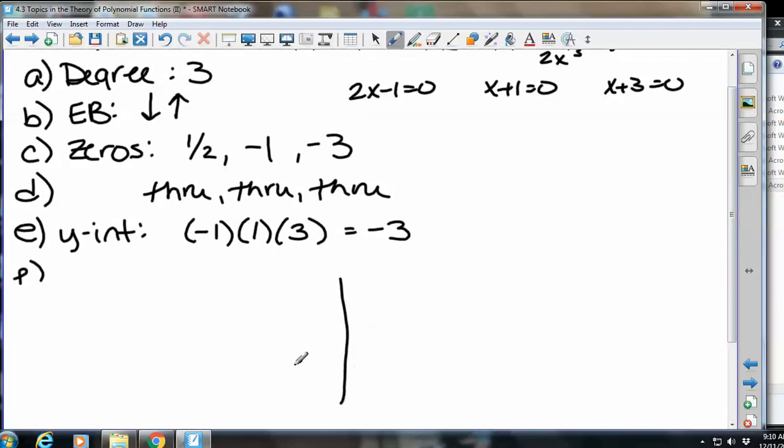Now we can graph. Y-intercept is -3, so I'm going to touch my y-axis at -3. The zeros are your x-intercepts, so I'm hitting the x-axis at -3, -1, and +1/2.